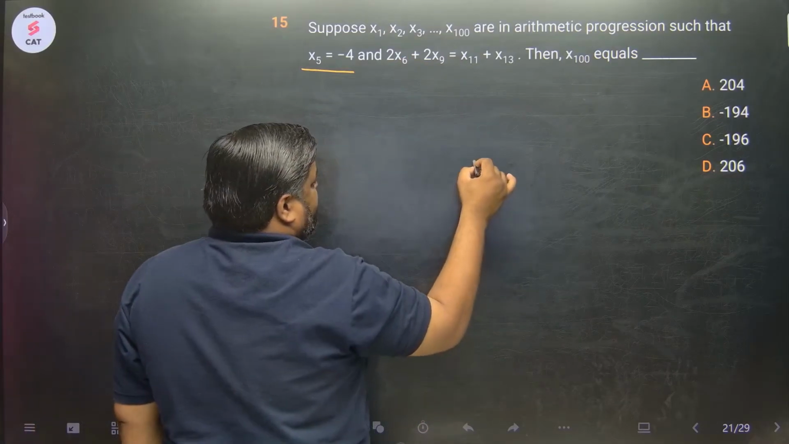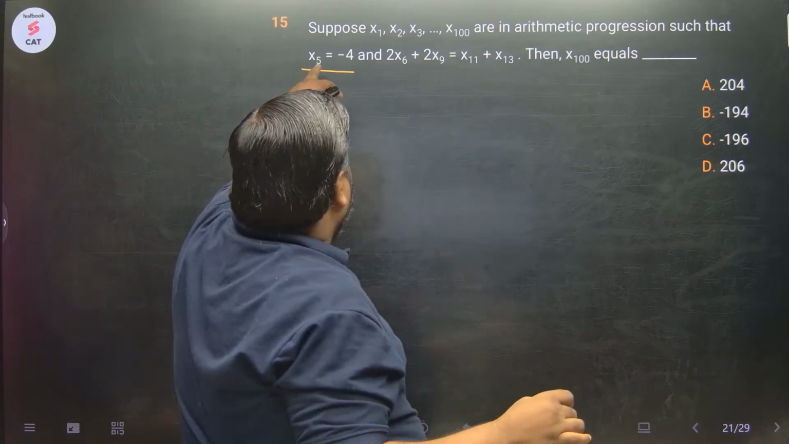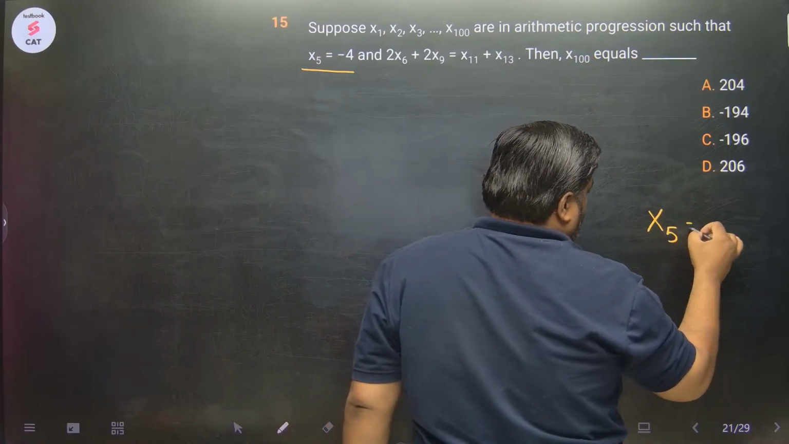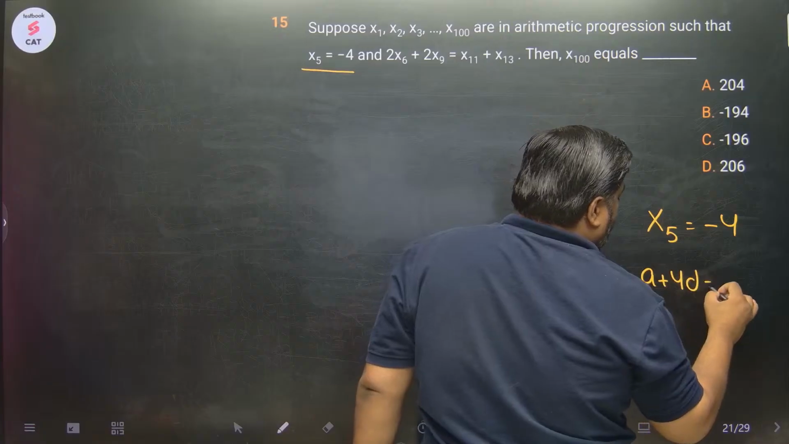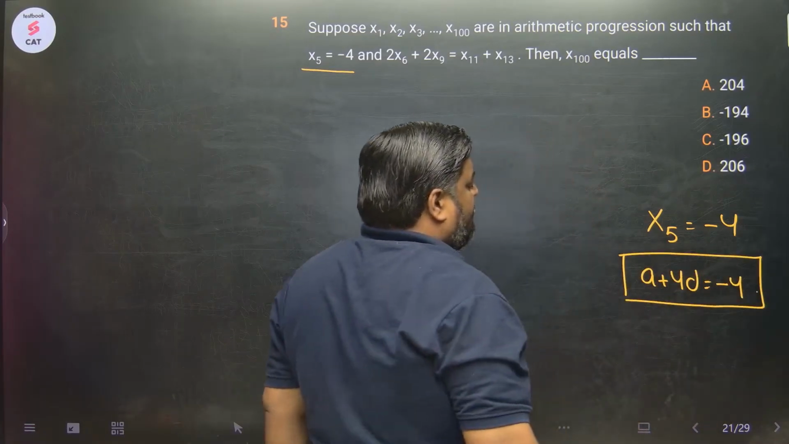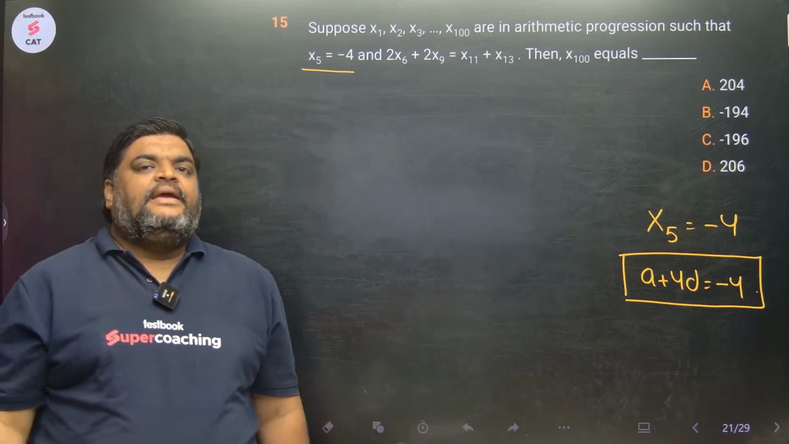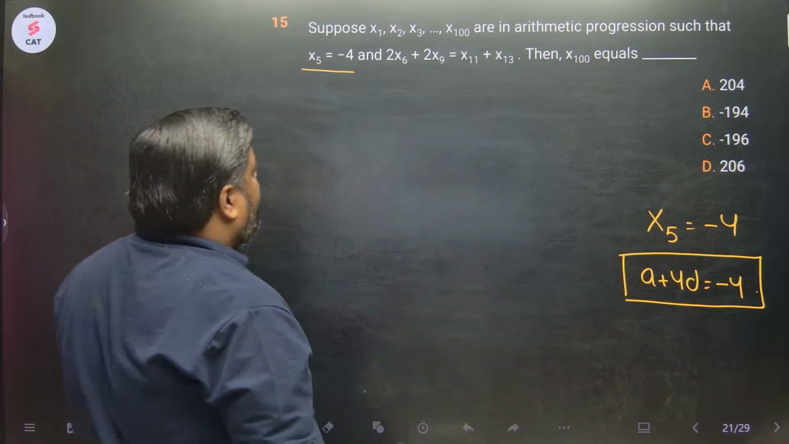Let's take this equation. Any equation can be written as, this is x5. x5 is given to be minus 4. I can write this as a plus 4d. a plus 4d is minus 4. लिख सकते हैं ना? a being the first term, d being the common difference. So a plus 4d is equal to minus 4.